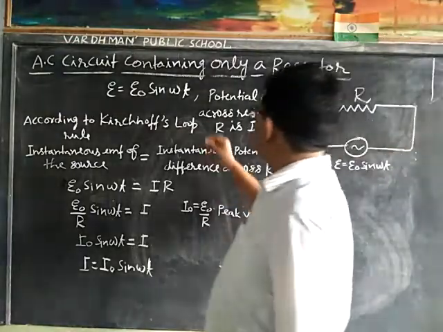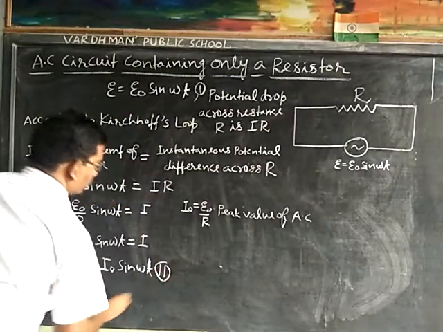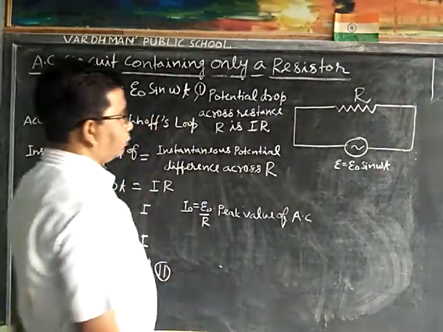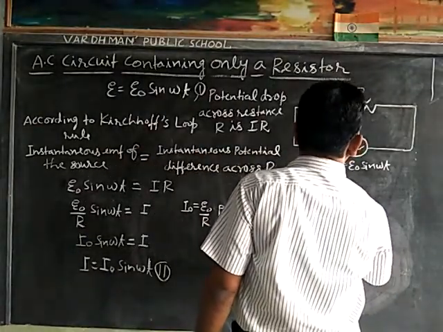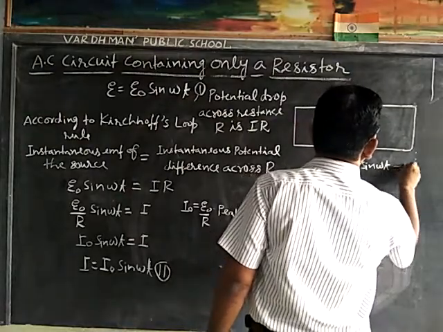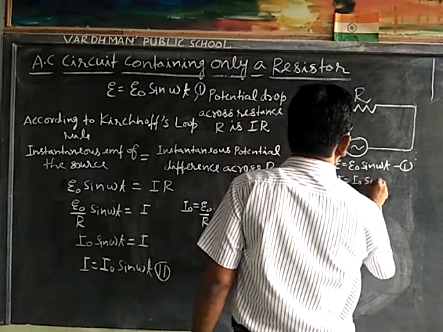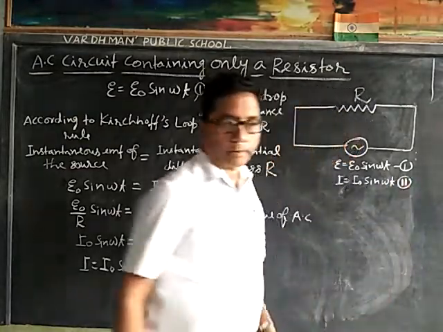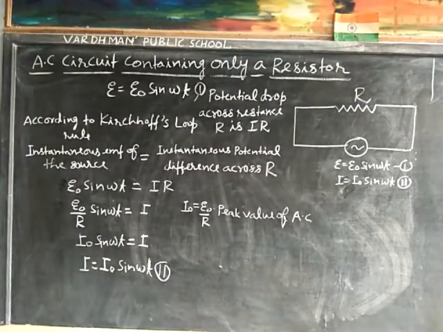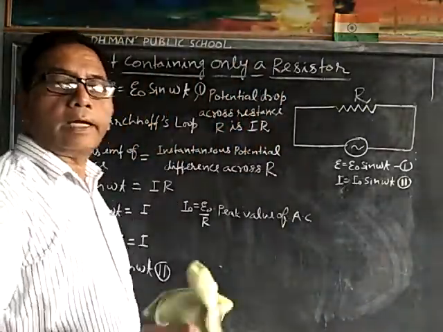Now suppose this is my first equation and this is my second equation. E is equal to E0 sin omega t is the first equation, and I is equal to I0 sin omega t is the second equation. E0 is the peak value of AC and I0 is the peak value of current.